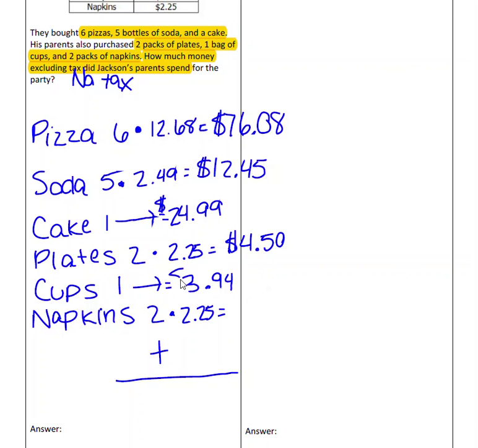The cups just stays the same because I only bought 1 pack. And then the napkins, I have to do 2 times $2.25. So I get $4.50. And you can see that one from above too.